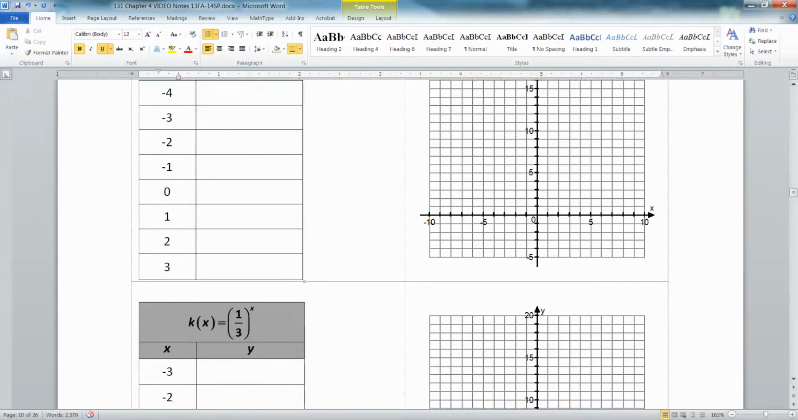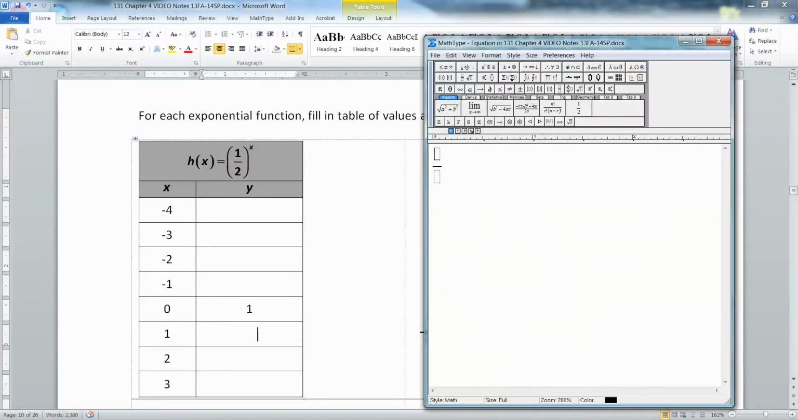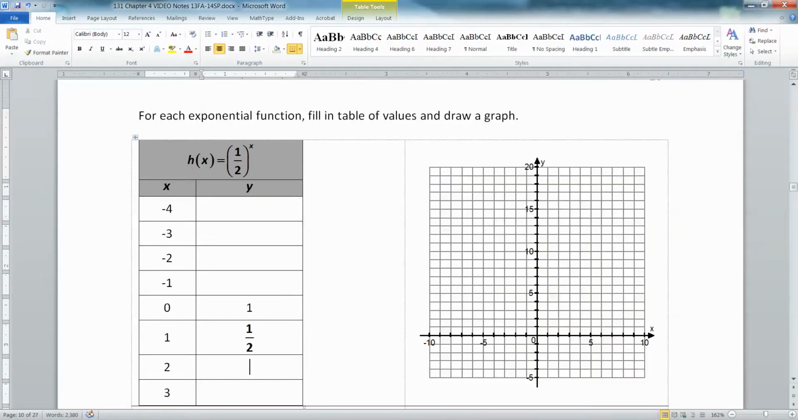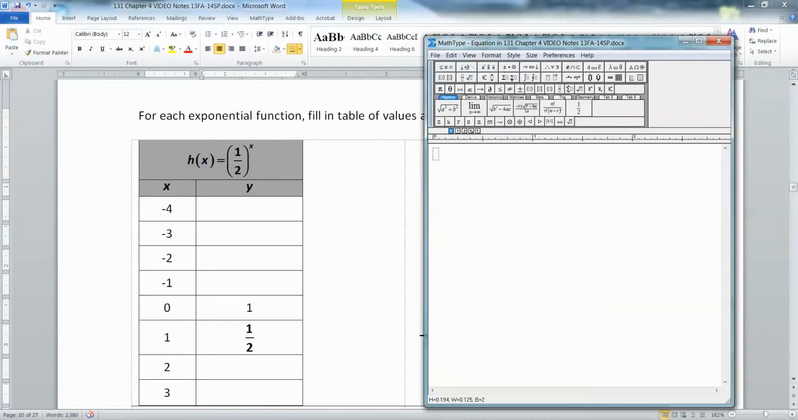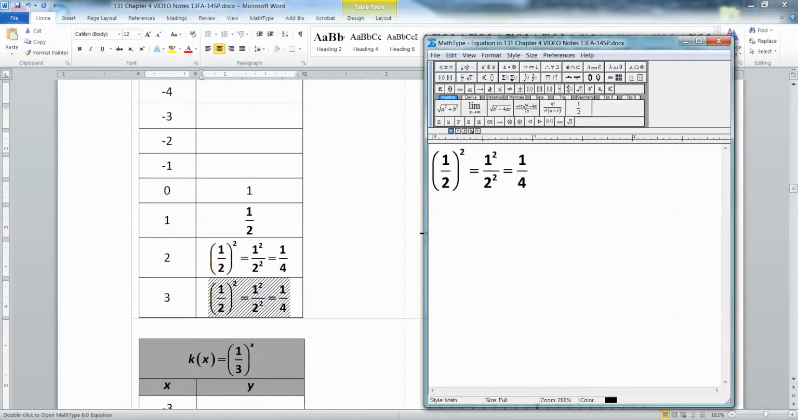Oh, okay, same idea, but now we're going to be doing fractions. So let's see, a half to the 0 would be 1. A half to the 1 would be a half. And then a half to the 2 would be, let me show you, 1/2 squared, which would be 1 squared over 2 squared, right? Which is 1 over 4. Okay, the next one would be same idea, but it's cubed. So it's 1 cubed over 2 cubed, so that's an eighth.